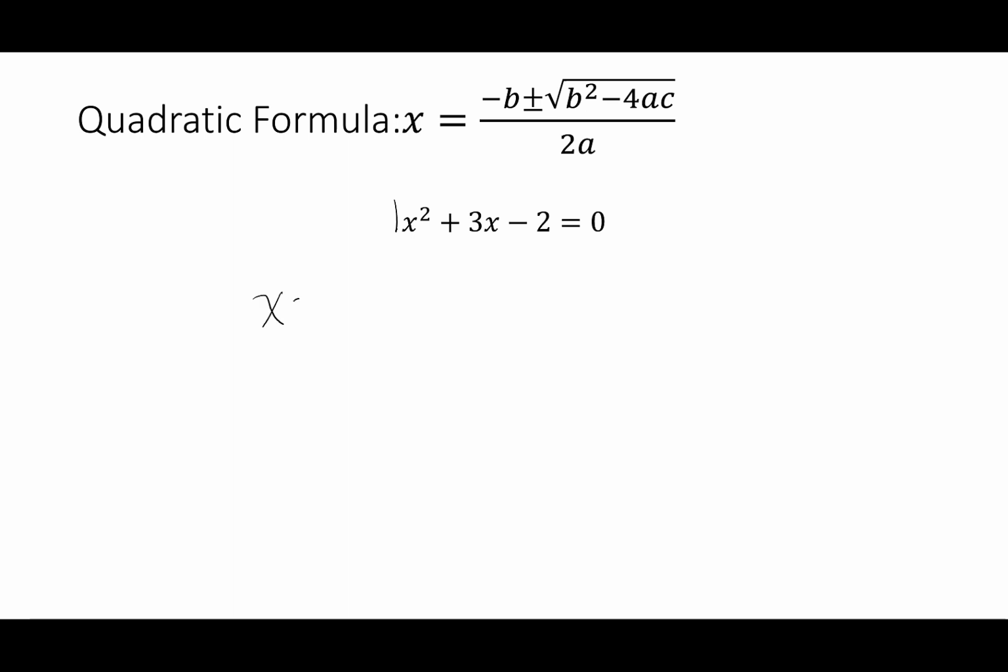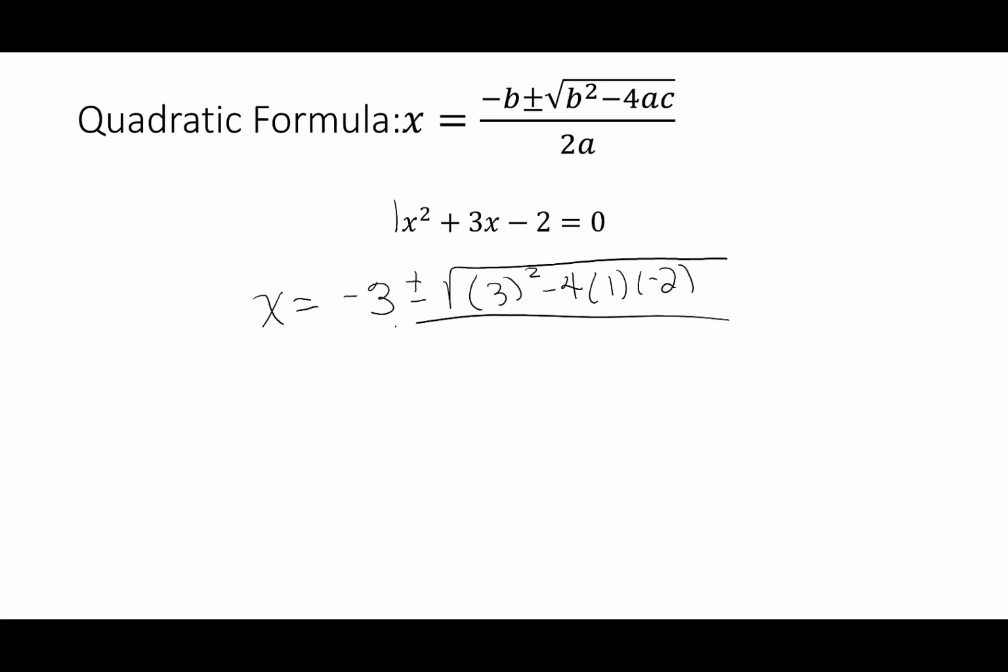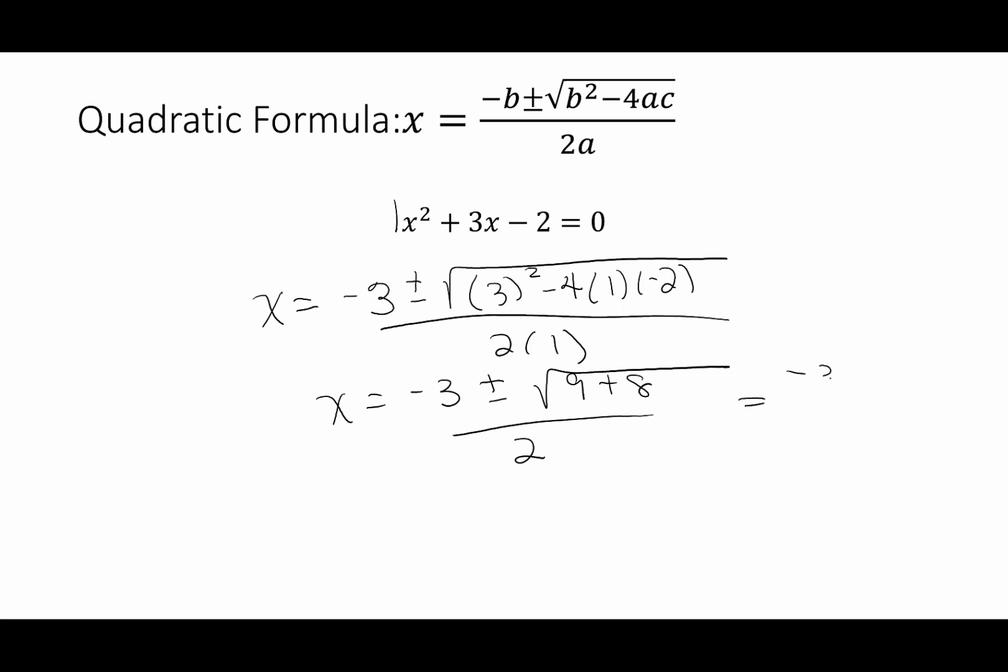So I have x is equal to negative 3 plus or minus the square root of 3 squared minus 4 times 1 times negative 2, all over 2 times 1. We can make that x is negative 3 plus or minus the square root, 3 squared is 9, negative 4 times 1 times negative 2 is a positive 8, this is over 2. So this is negative 3 plus or minus the square root of 17 over 2.